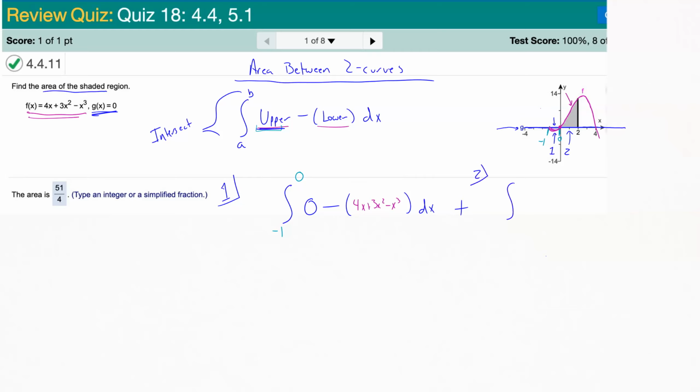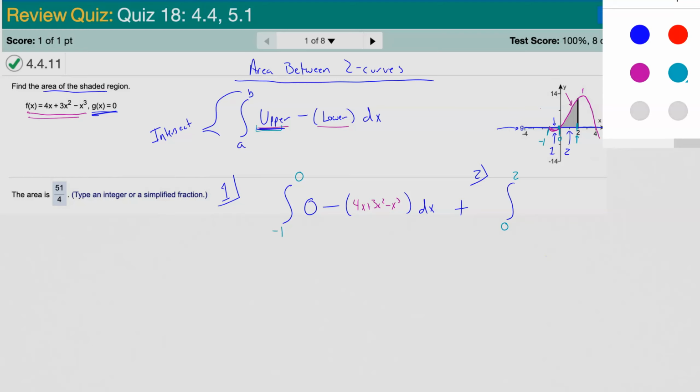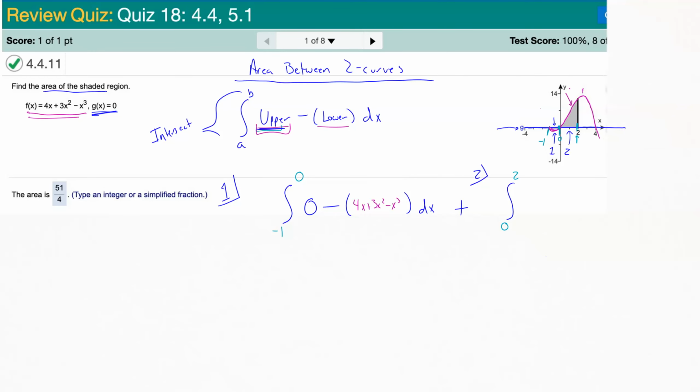I'm going to add that to my area 2 over here. We start the same way with the integral, and this time my area starts at 0 and ends at 2. So our lower bound, the smaller number, is 0, and the larger number is 2. Then putting pieces into our formula, our upper equation in this situation, the one on top, is the f equation. So the upper equation is 4x plus 3x squared minus x cubed.